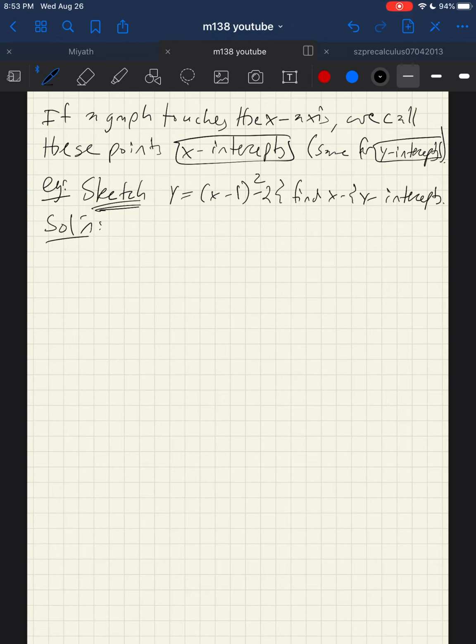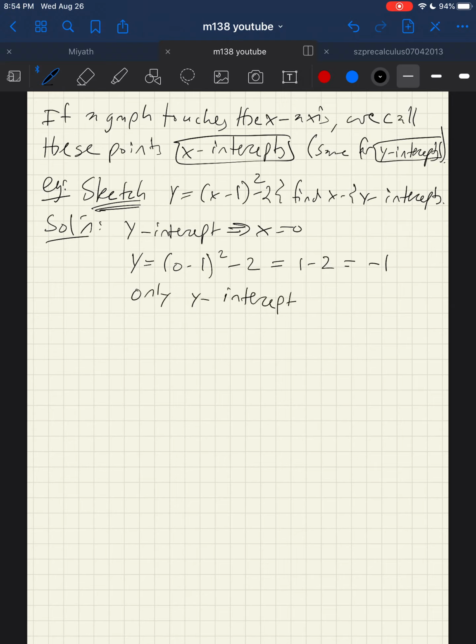So I'm going to start by finding the y-intercept. To find the y-intercept, that's where we touch the y-axis. That means we just set x equal to 0. So if we set x equal to 0, we get y equals (0 minus 1) squared minus 2. This is 1 minus 2, which is negative 1. So the only y-intercept is going to be the point (0, negative 1). All right, so that's our y-intercept.